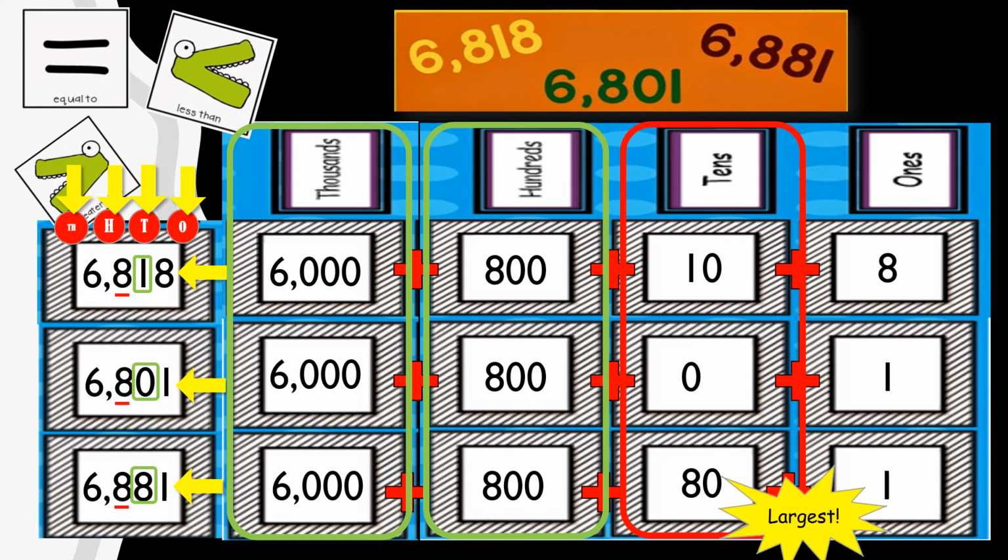The 80 here is our largest number, which means that because this 80 was our highest digit that was different, 6,881 is going to be the largest number here. And our smallest was the 0. That means that 6,801 is going to be the smallest number here. Now we're able to compare. Let's use a different chart to kind of keep things organized.